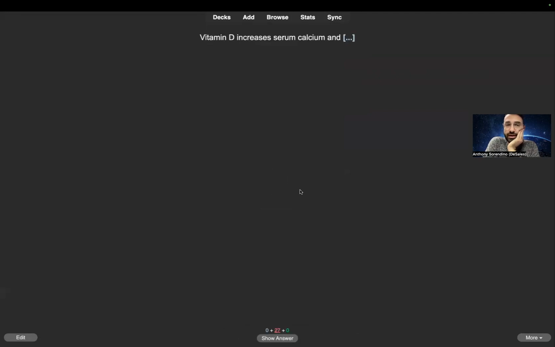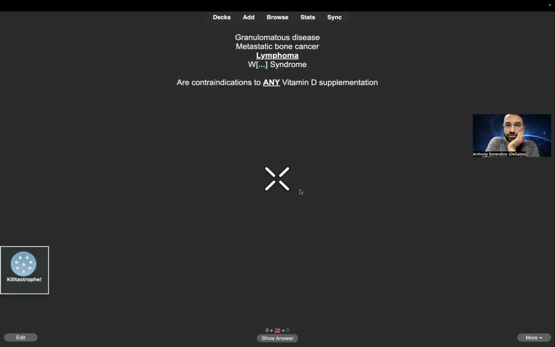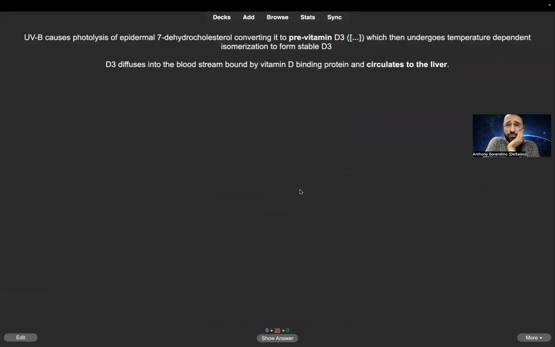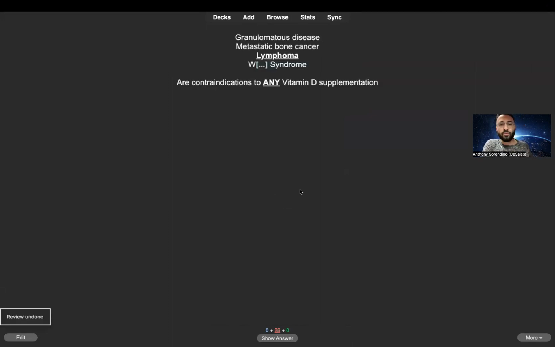Vitamin D increases serum calcium and phosphorus. Williams syndrome, don't give vitamin D because they already have bone issues. Vitamin D is going to increase calcium, so it's going to pull. Oh, a lot of this too, cancer's on there, which is pretty interesting. So metastatic bone cancer and lymphoma, which is the cancer of your white blood cells, which come from bone marrow, right?